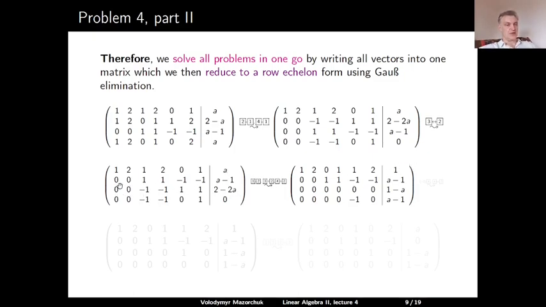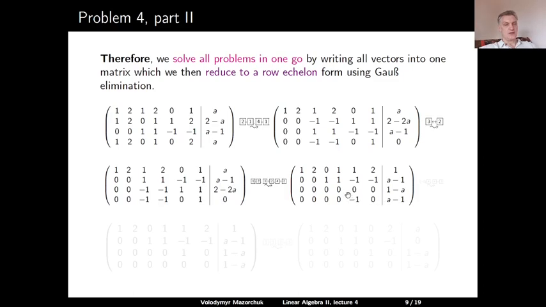Okay, row 3 becomes 0 plus 0 is 0, 0 plus 0 is 0, 1 plus minus 1 is 0, 1 plus minus 1 is 0, minus 1 plus 1 is 0, minus 1 plus 1 is 0, and 2 minus 2a plus a minus 1 is 1 minus a. And the last row becomes 0 plus 0 is 0, 0 plus 0 is 0, 1 plus minus 1 is 0, 1 plus minus 1 is 0, minus 1 plus 0 is minus 1, minus 1 plus 1 is 0, a minus 1 plus 0 is a minus 1.